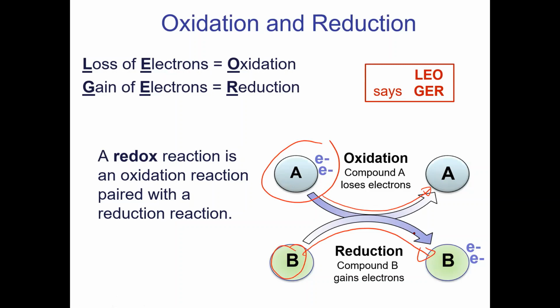So this is a little thing. I think other people have learned this one as well. This little moniker, I learned it from my high school teacher. And it says, Leo says grr. So Leo the lion says grr. So Leo means loss of electrons, oxidation, gain of electrons, reduction. So that's one way to help you remember which is which.